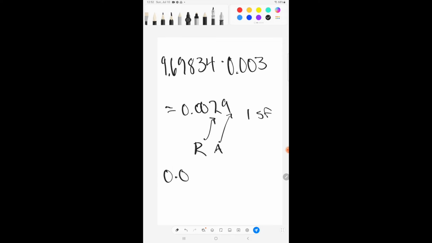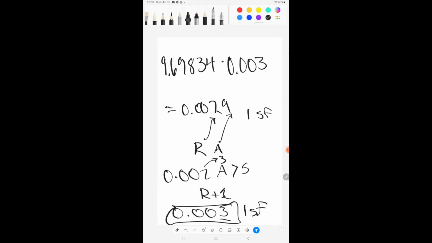So 0.002. Adjacent is greater than 5, so we round up, r plus 1, right? So we're left with 0.003. This 2 becomes a 3. And you can see there's only 1 sig fig, right? So this is the answer for this multiplication problem.